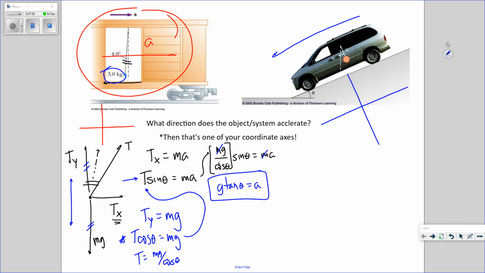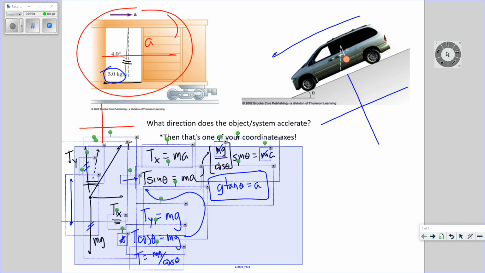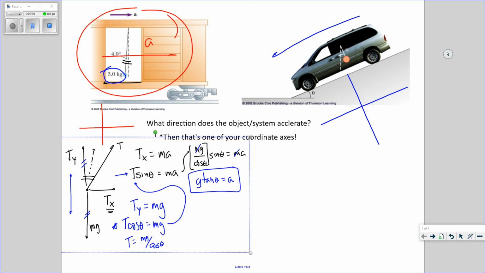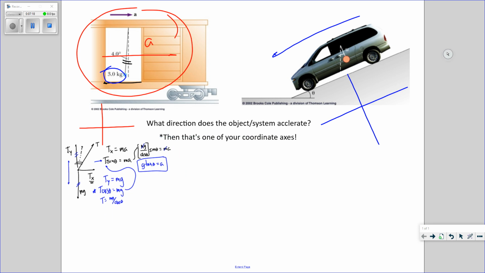As opposed to in this question, when the object as part of this system with the car accelerates down the hill. Well, here's a free body diagram for the object. mg points down and T points this way, right? Here is the string that pulls that way.